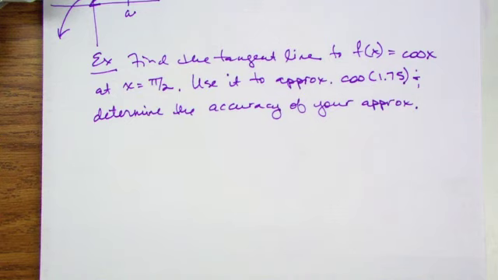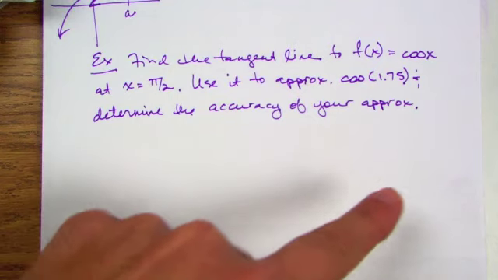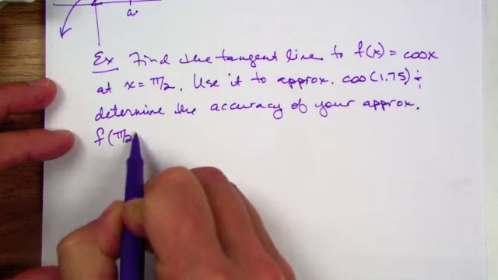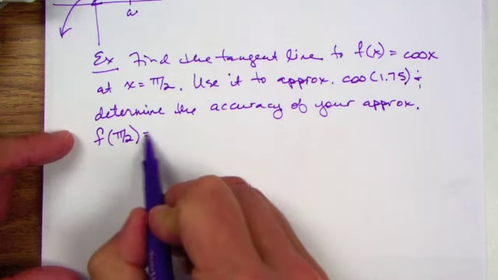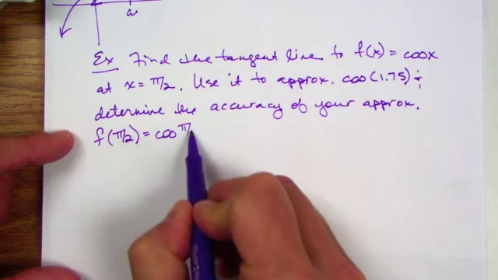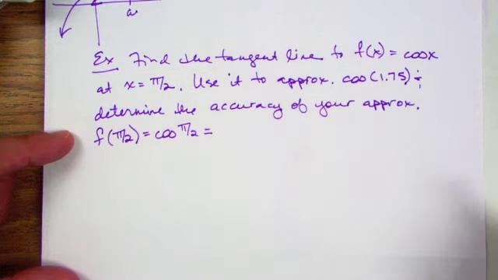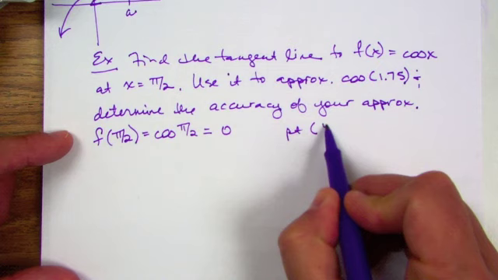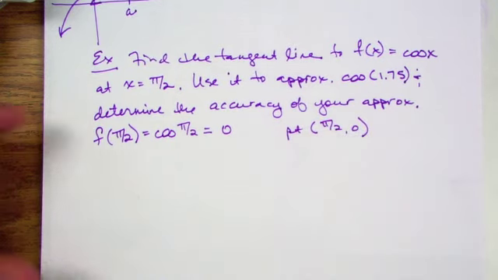What two things must you have? Point and the slope at that point. Do I have a point? Yes. Well, sort of. I have the x value of that point, right? So I can find it by doing f of pi halves. And f of pi halves means cosine of pi halves, which is 0. So the point is pi halves, 0.